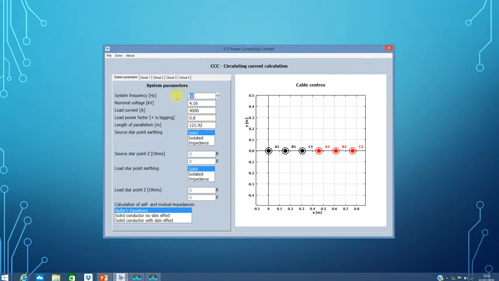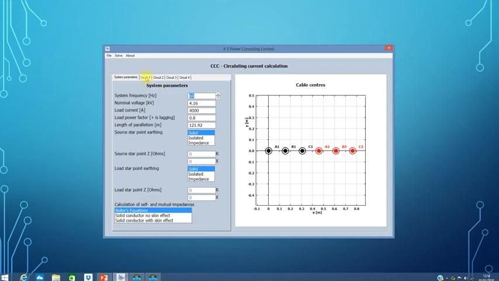So here we see the system parameters. We specify the frequency, the nominal voltage, the load current which is to be supplied and its power factor, the length of the parallel cable circuits, information about the treatment of the source start point and the load start point, and finally the set of equations which are to be used for the calculation of the self and mutual impedances.